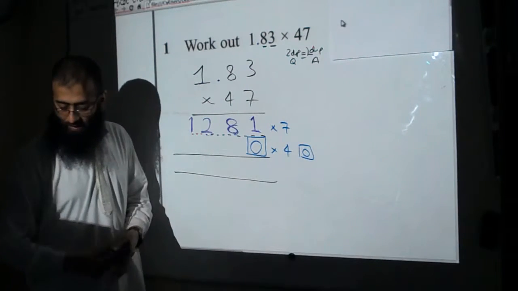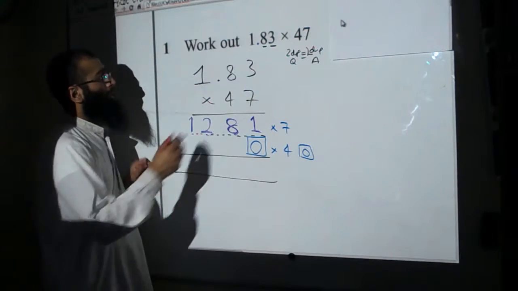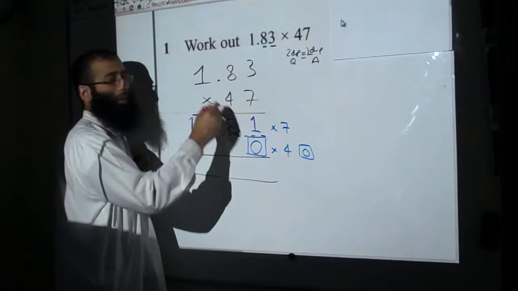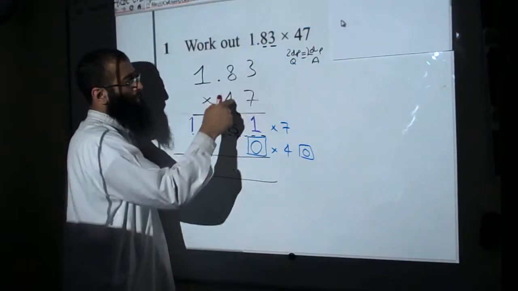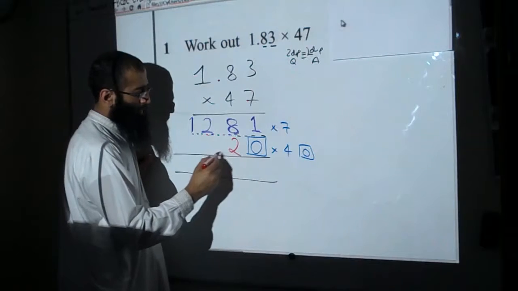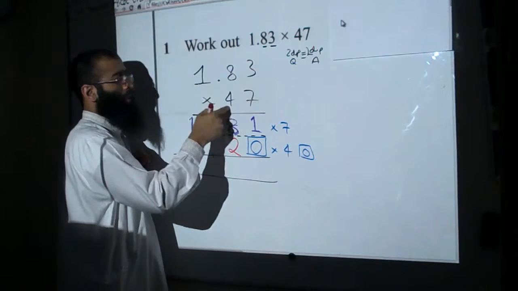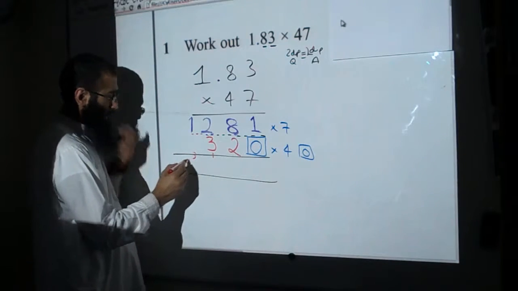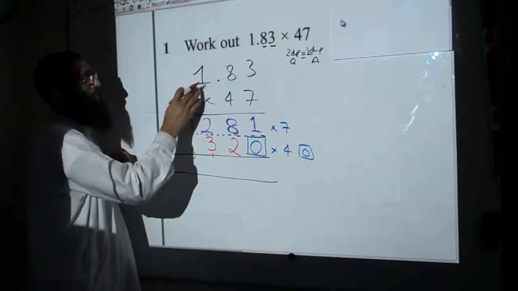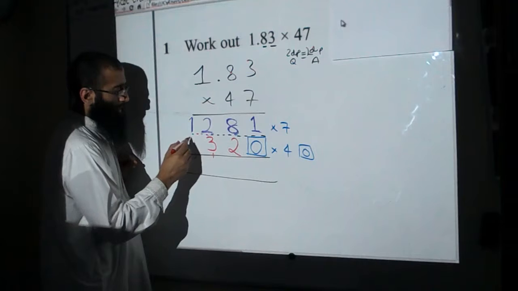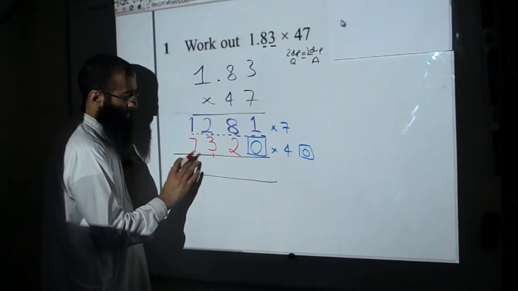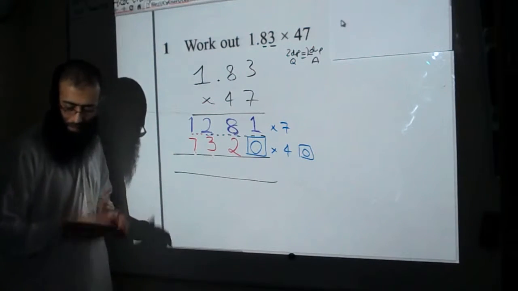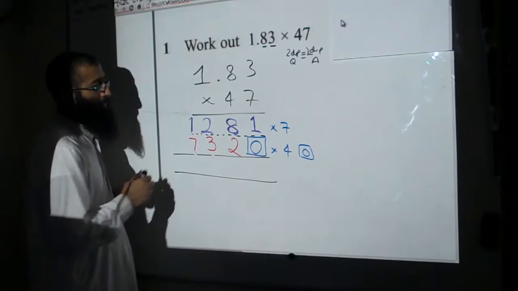Now what I'm going to do is the second digit on the second line. So all of this times the 4 now. So 3 times 4 will give you 12. 8 times 4 is 32 and 1 is 33. 1 times 4 is 4. 4 and 3 will give us 7. Right, so the final bit we're going to add them up.